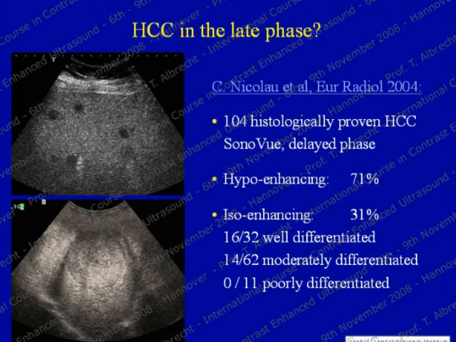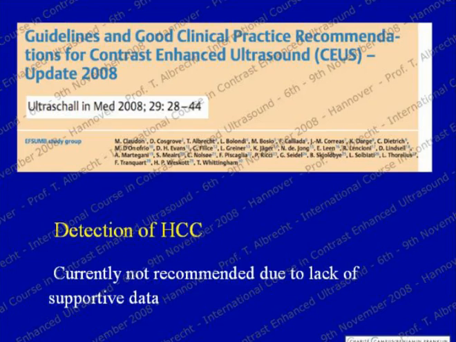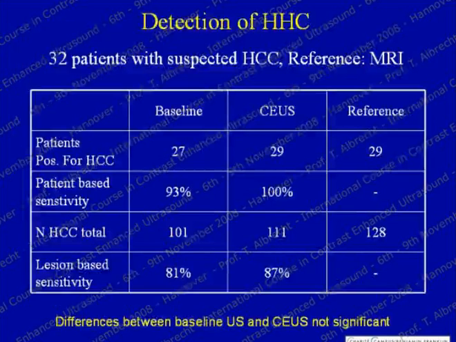And due to those limitations that I've just mentioned, in the current and in the previous version of the EFSUMB guidelines, there is the recommendation not to use CEUS routinely for the detection of HCC due to a lack of supportive data, and it's not written there, but I may add this also due to a general skepticism regarding the detection of HCC. We thought it might be worthwhile to look into this, so we started a study which one of my juniors is just currently writing up.